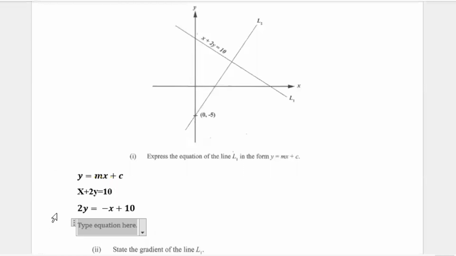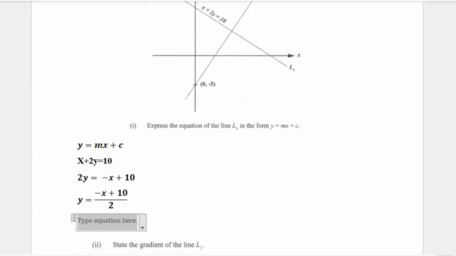Now we're moving the y. It is multiplying here, so when it comes across, it will be dividing, or it's the same as dividing both sides of the equation by 2. So y is equal to negative x plus 10, all of that being divided by 2. Why put negative x plus 10 as 10 take away x? Because we're writing it in the form y is equal to mx plus c. So 10 is c, x is x, and this 2 coming over is basically a half, which is our gradient.